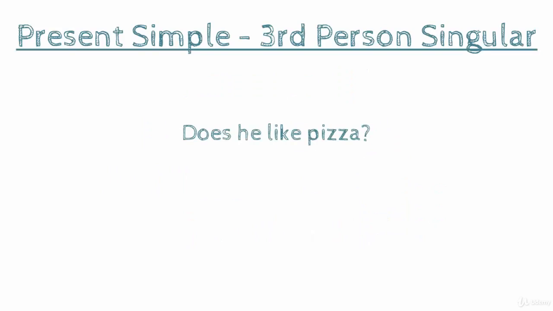Alright, does he like pizza? Look at this question. What's the construction of the question? Well, let's have a look. Auxiliary verb does, subject he, like, the verb of course, and the object, pizza.